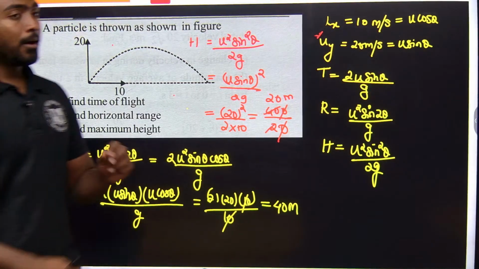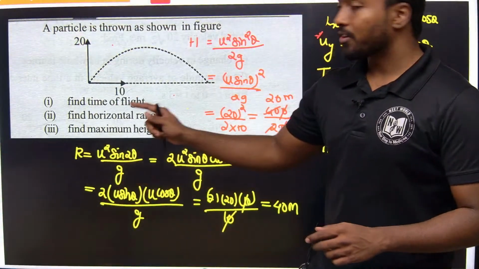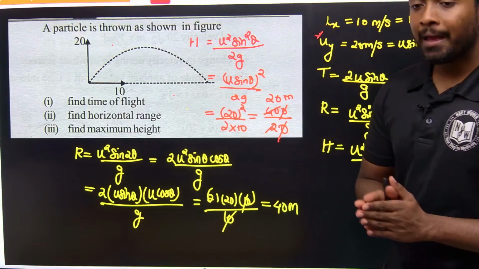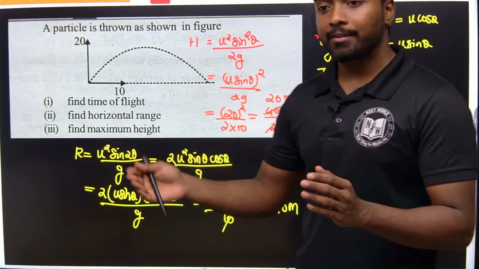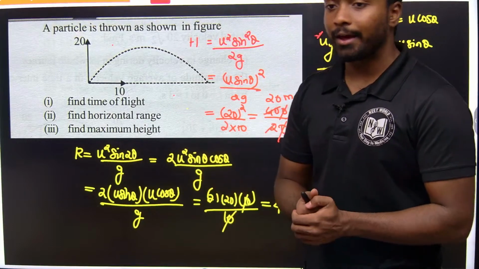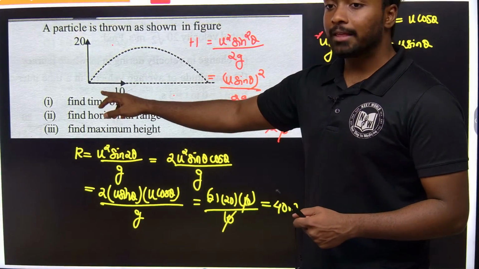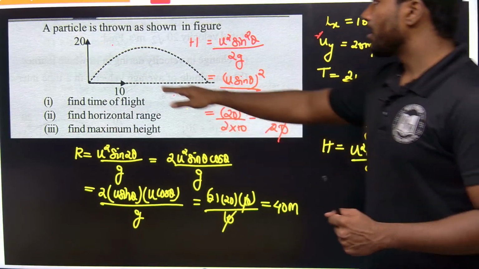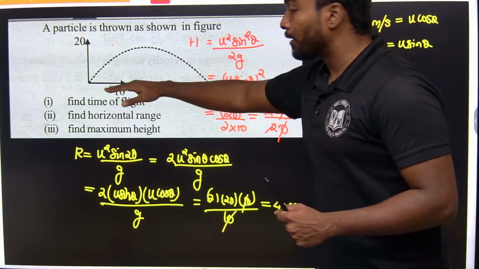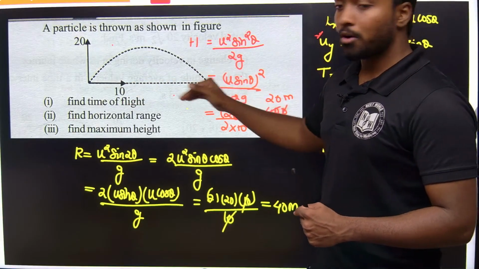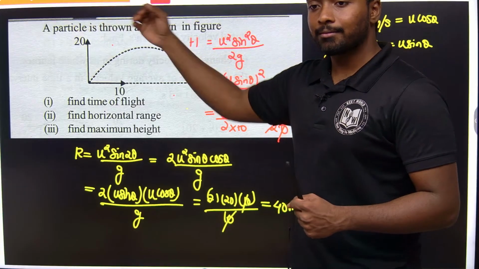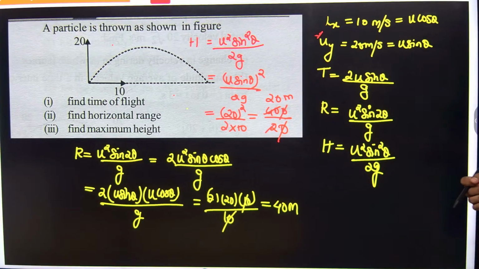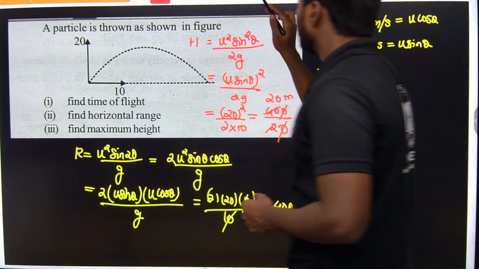What we can understand from this problem and the previous problem is that in the previous problem they gave the velocity and the angle, and I needed to take the components along the x-axis as well as the y-axis. But in this question they have given the components directly. I should assume horizontal velocity as u cos theta and vertical velocity as u sin theta, and proceed with the problem. We will do the next question.